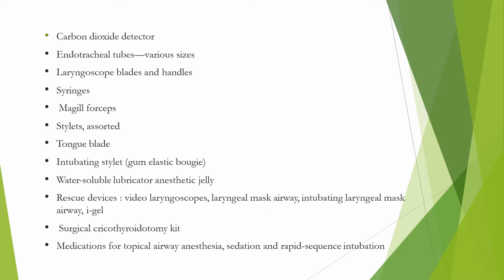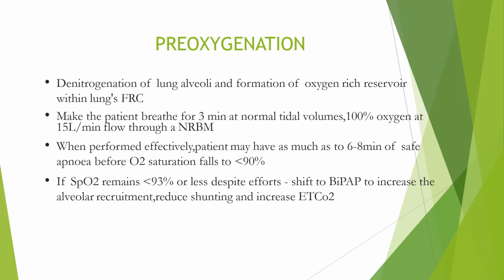detector, endotracheal tubes of various sizes, laryngoscope blade and handles, syringes, Magill forceps, stylets assorted, tongue blade, intubating stylet or gum elastic bougie, water soluble lubricant anesthetic jelly, rescue devices like video laryngoscopes, laryngeal mask airway, intubating laryngeal mask airway, i-gel, surgical cricothyroidotomy kit, medications for topical airway anesthesia, sedation, and rapid sequence intubation.